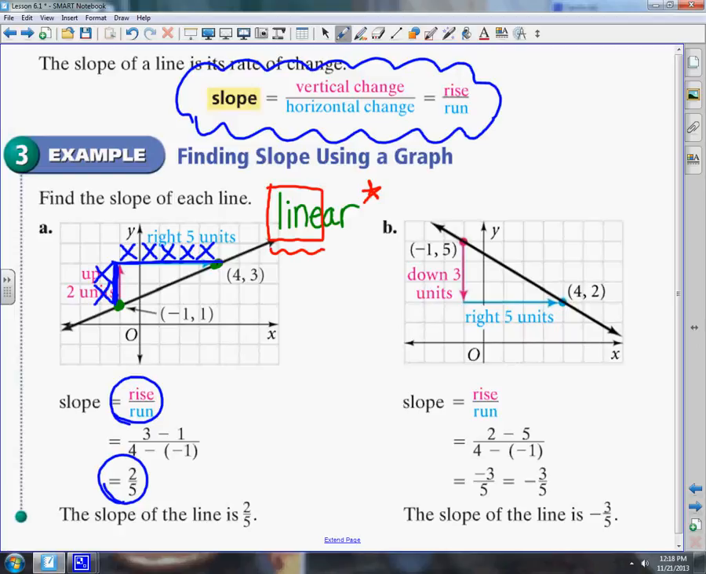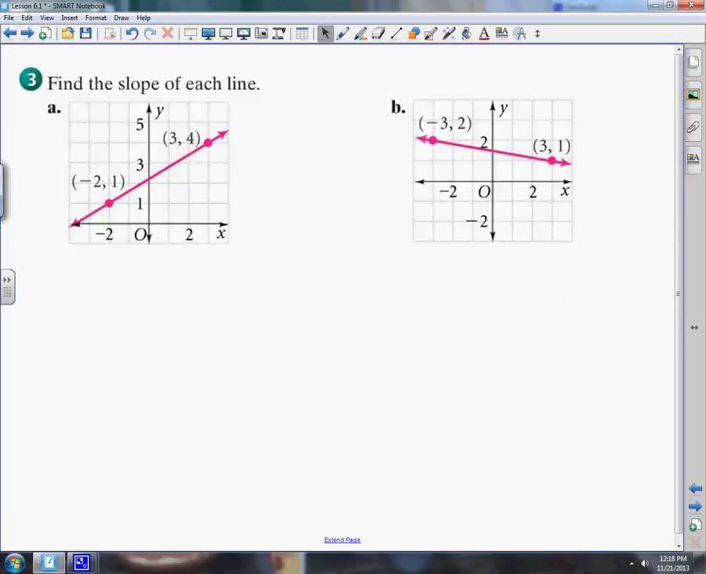Now, the slope here as I go from one point to the next. If I do rise first, well, I'm not going up. I'm going down 3. So that's a -3 over 1, 2, 3, 4, 5. So it'd be -3 over 5 for the slope. So try these two.